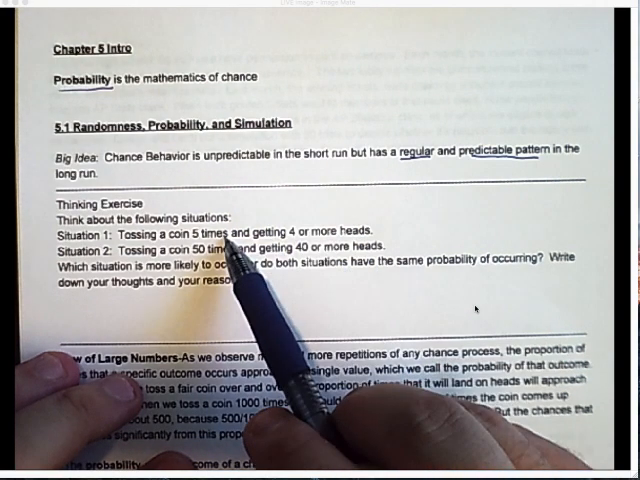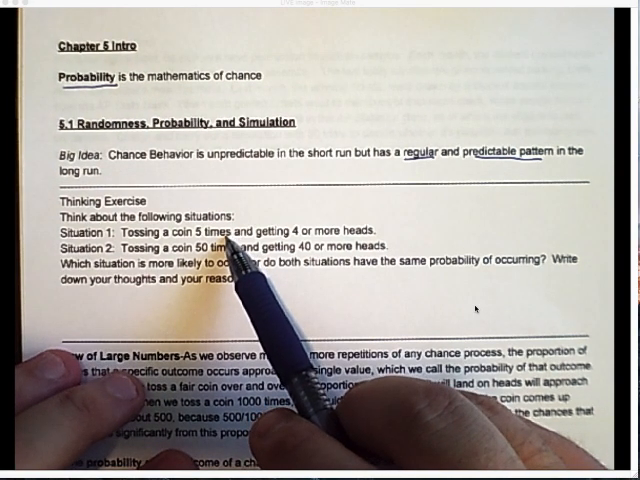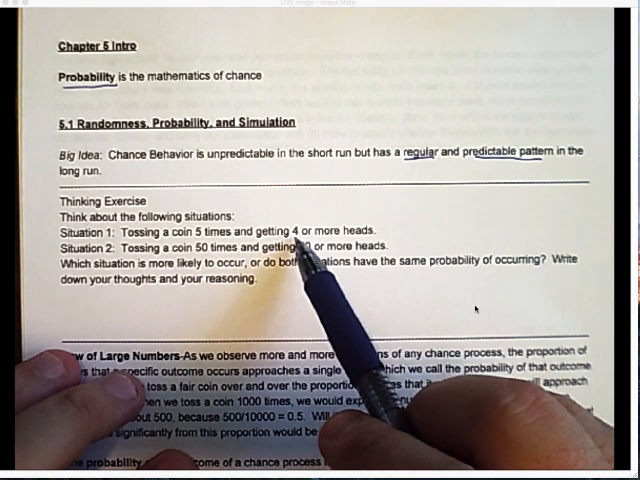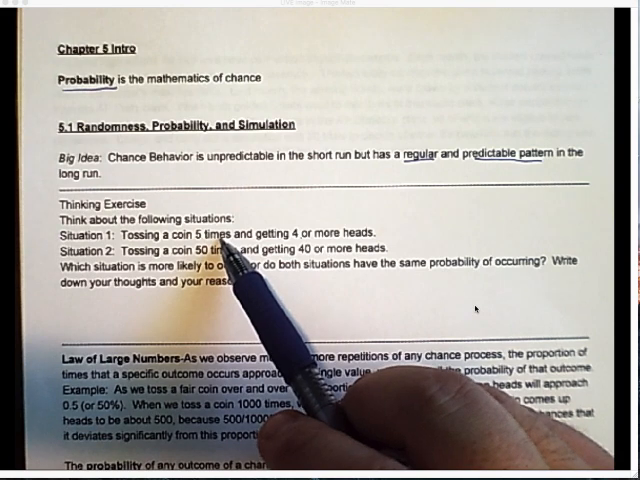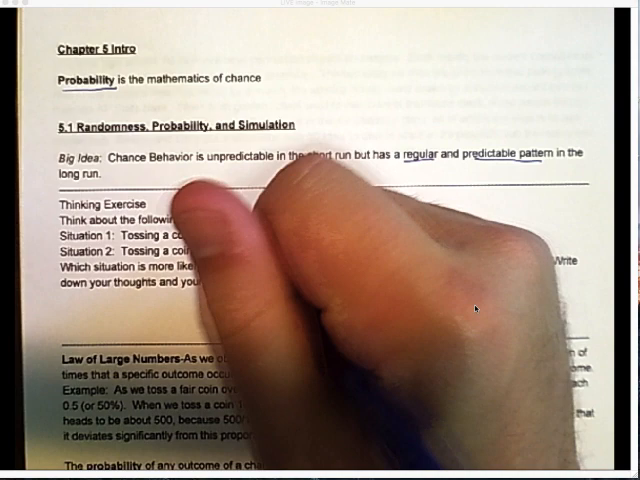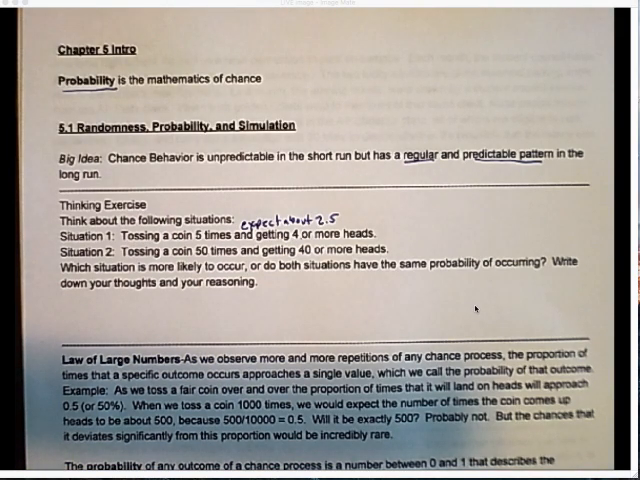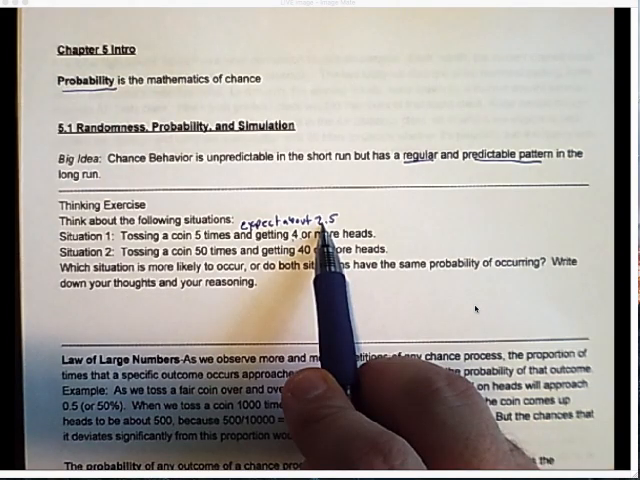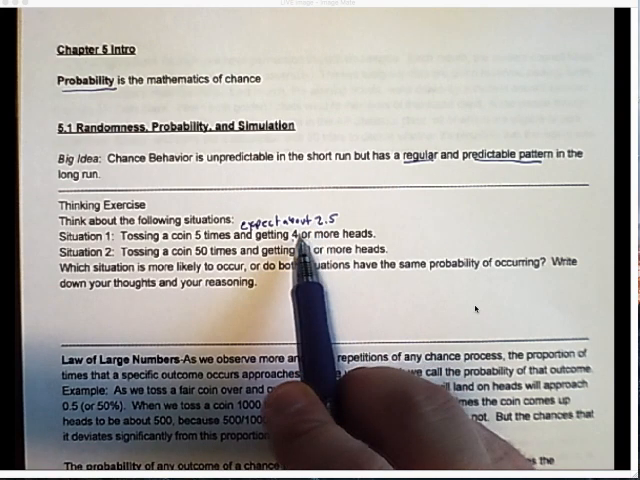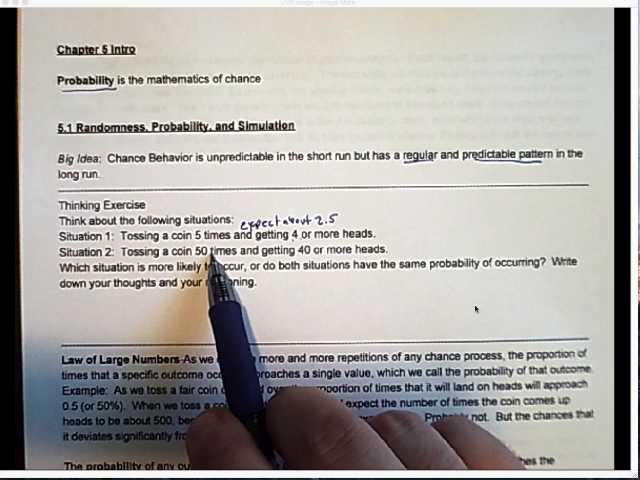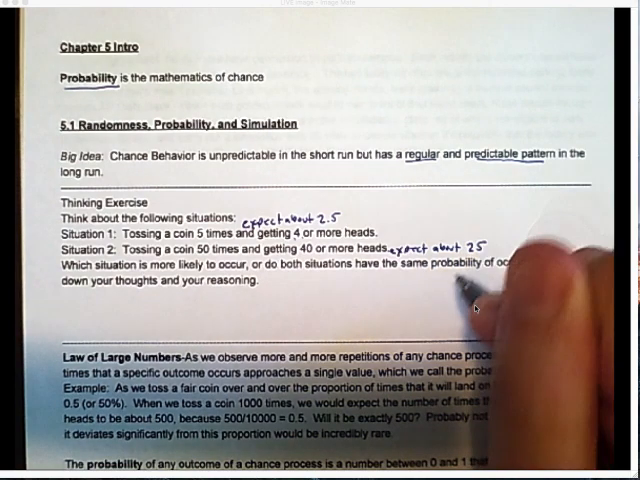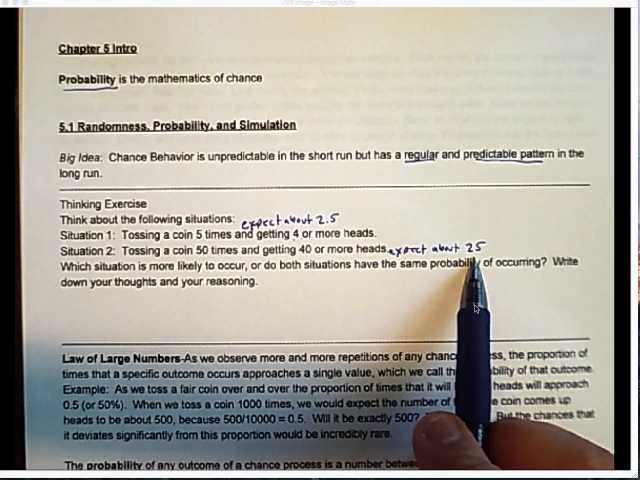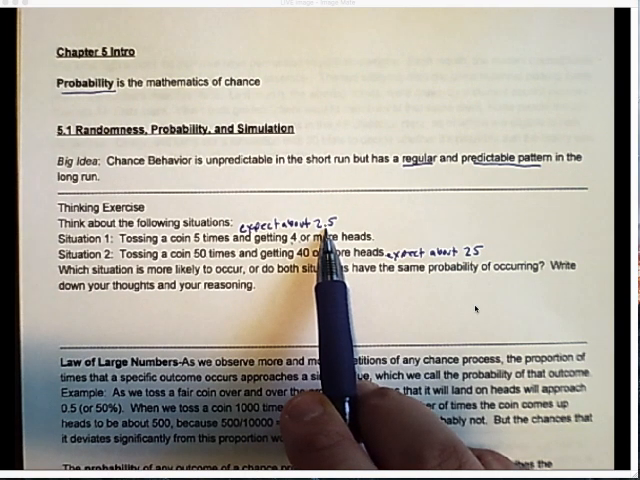If I only toss a coin 5 times, that's a small number of trials. Now, would we expect to get 4 or more heads? Well, out of 5, since the chance of getting a head is 50%, if I toss a coin 5 times, I would expect about 2.5 heads. 4 isn't that far away from 2.5. Now, if I toss a coin 50 times, I would expect about 25, because 25 is half of 50. Notice 40 is a lot further away from 25 than 4 is away from 2.5.